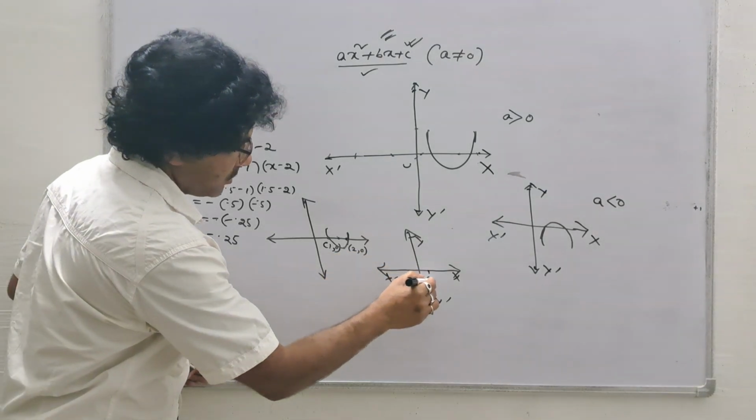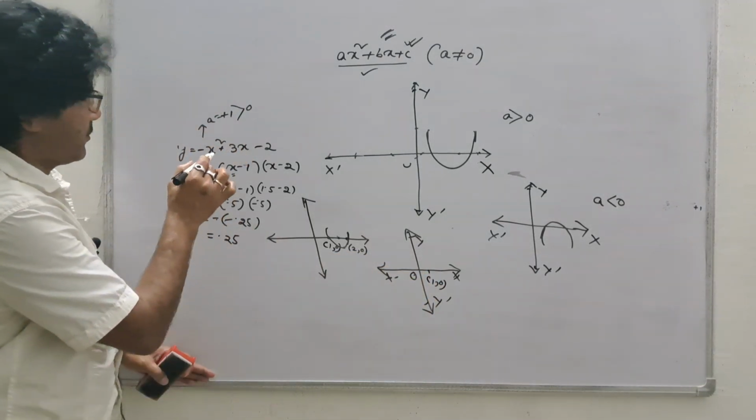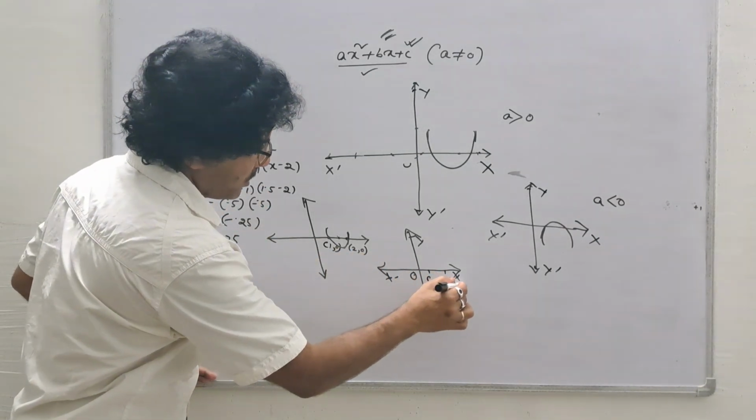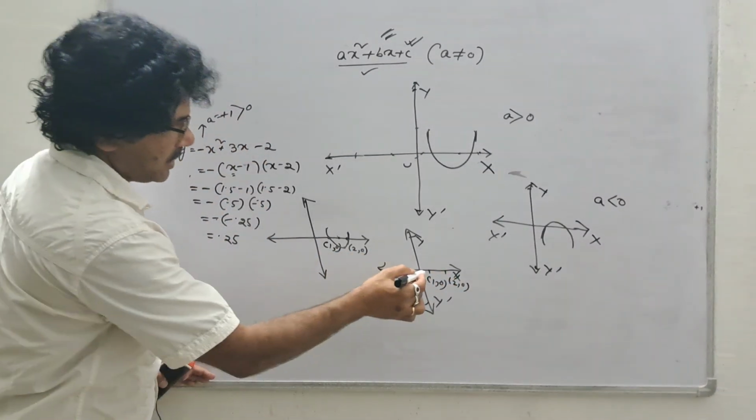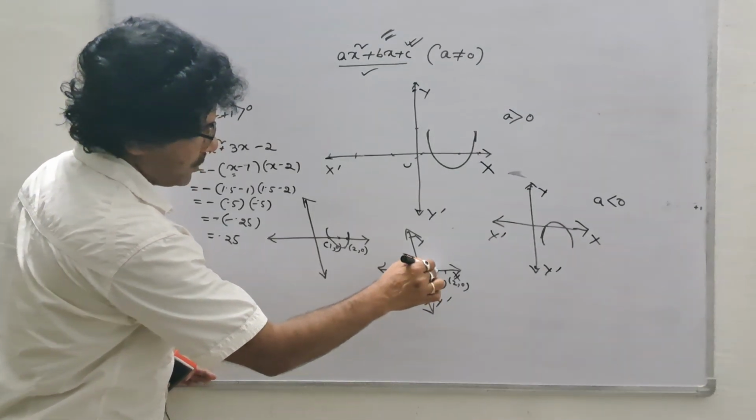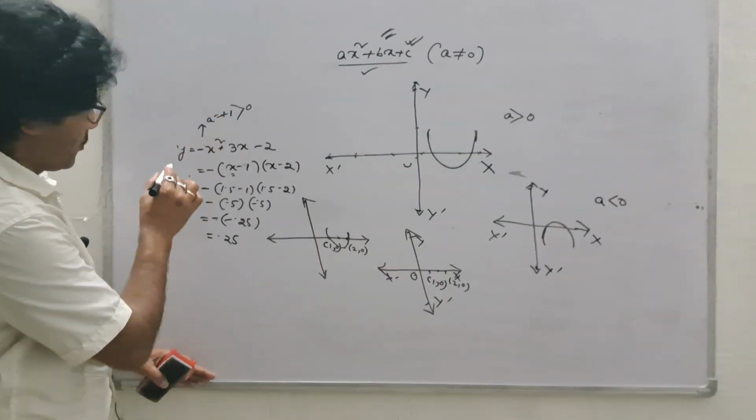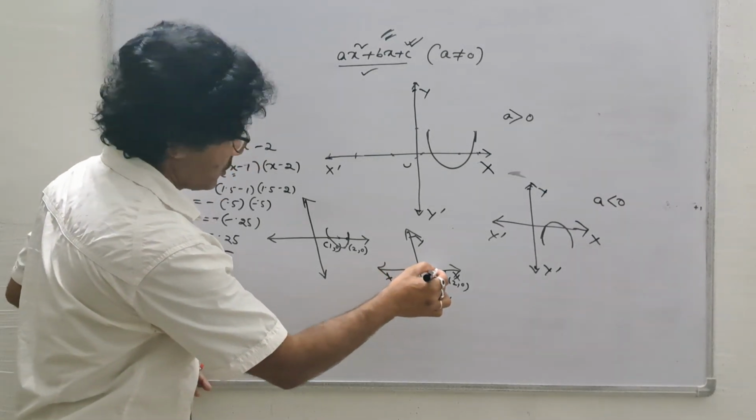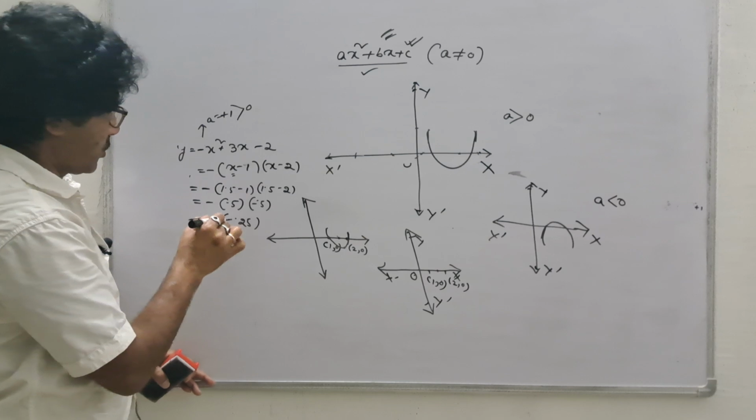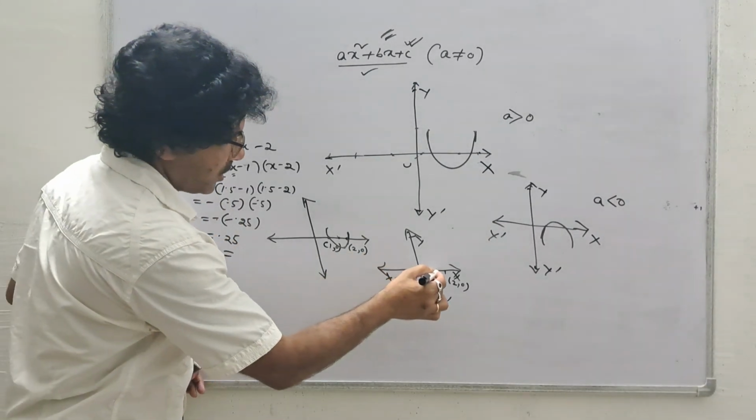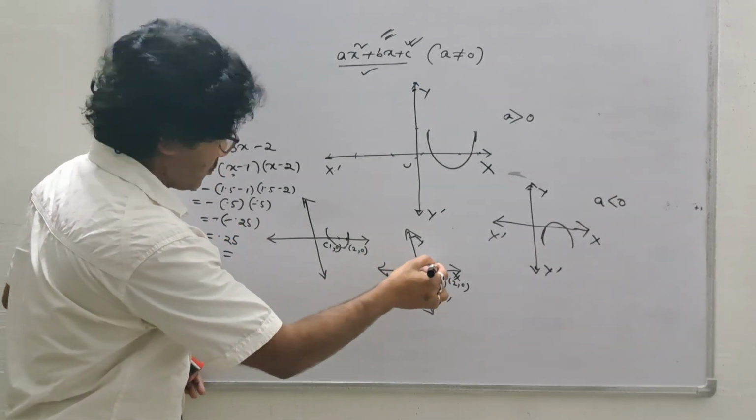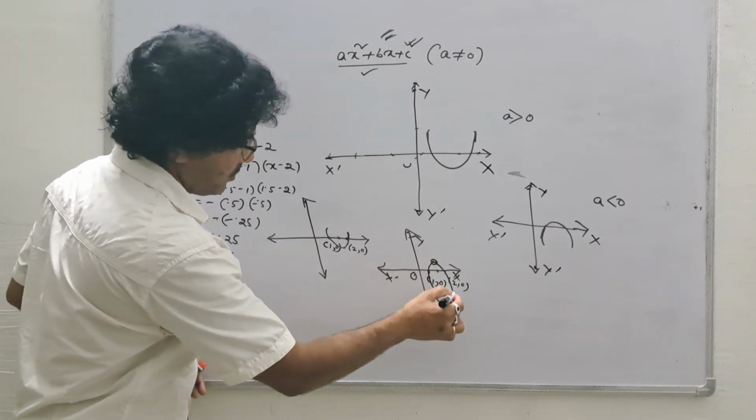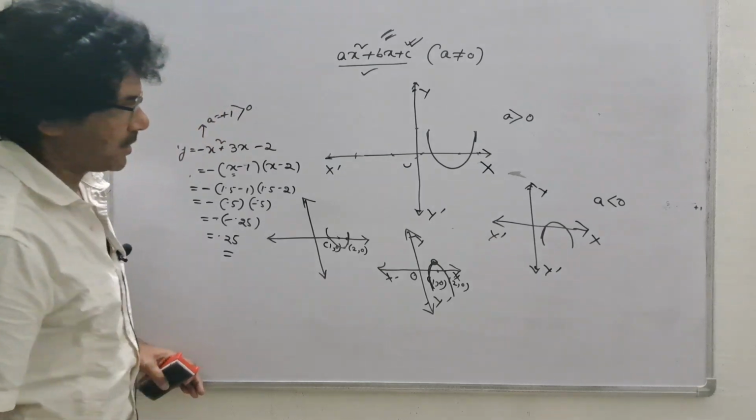X equal to 1, y value 0. And if I put x equal to 2, then also y value 0. Now if I take 1.5, the middle point of this, then what y value are we getting? x value 1.5 means y value is 0.25. So we will get a point here. So ultimately the parabola will be concave downward.